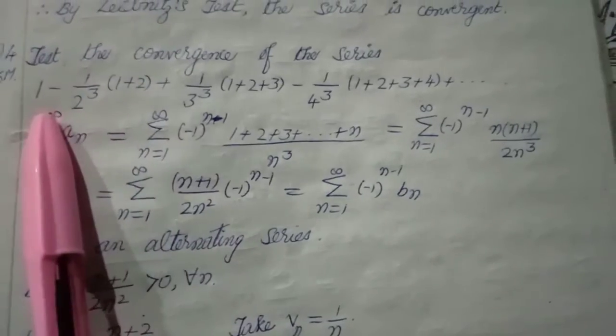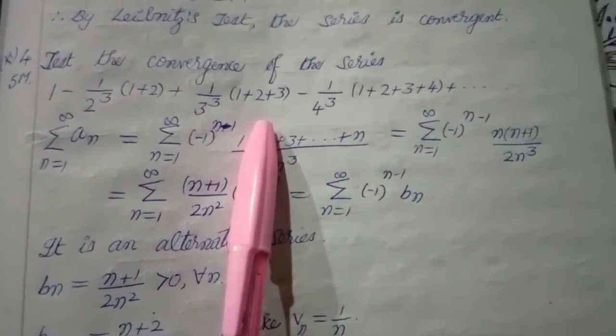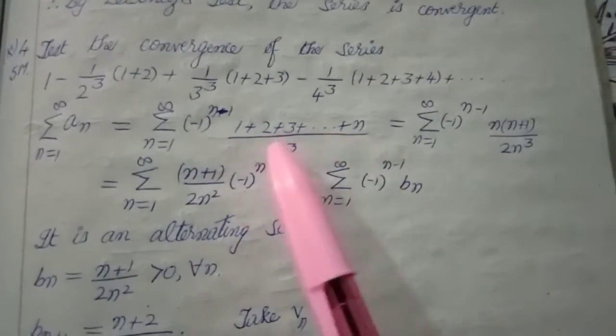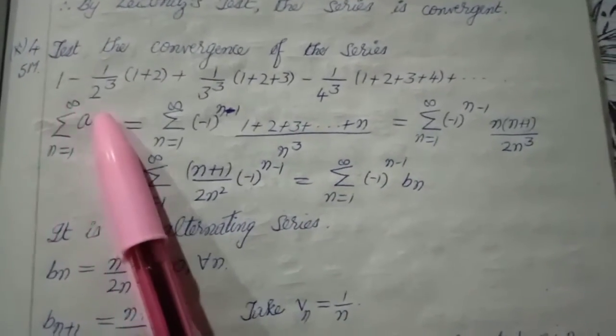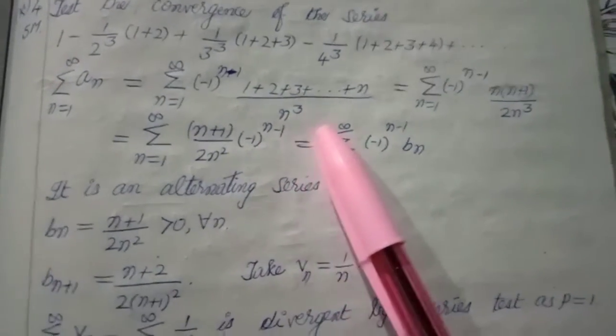Now if you look here, first term is 1, second term is 1 plus 2, third term is 1 plus 2 plus 3. So nth term will become 1 plus 2 plus 3 and so on plus n, divided by, now look into the denominator. The first term is 1 cube, 2 cube, 3 cube, 4 cube and so on. So nth term will be n cube.